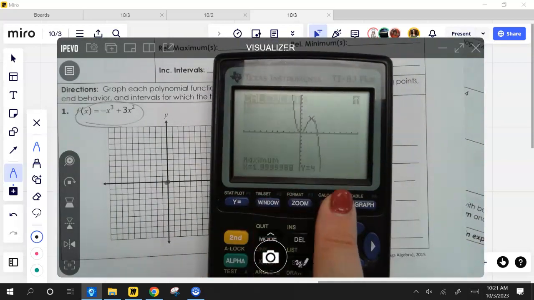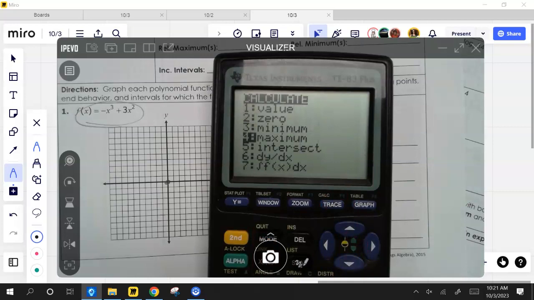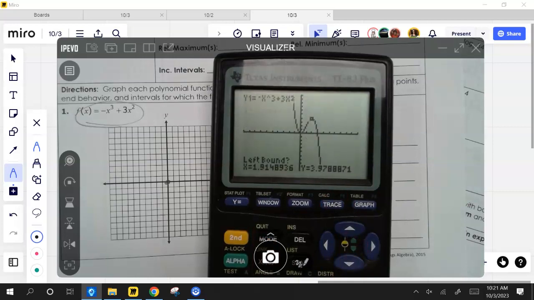All right, second trace. I'm choosing maximum. And I'm going to the left. And then I'm going to the right, and I'm going to hit enter.